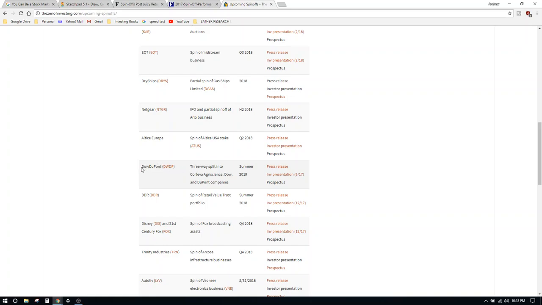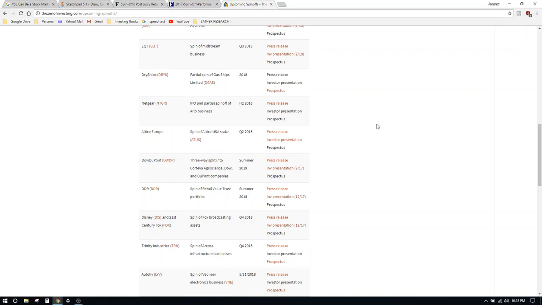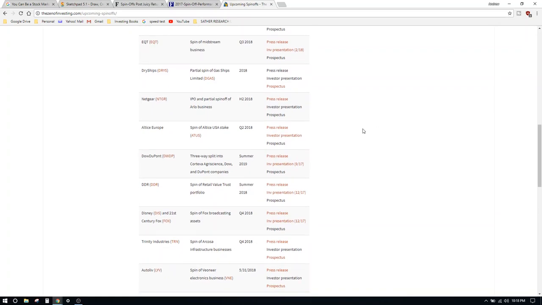And so what's going to happen with Dow DuPont, that's already been announced, it's just we don't know what the details are going to be. It's summer 2019. They're going to split their three businesses into three separate companies, and material science is going to be one of them. So that's going to be really interesting to see how it plays out, because I'm pretty bullish on the polyurethane market.